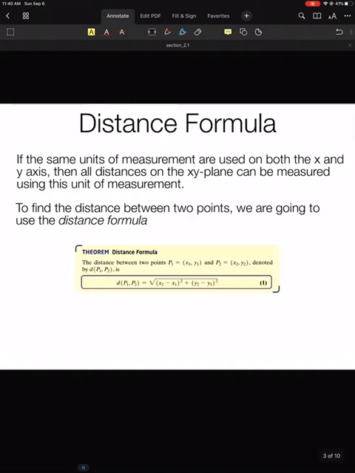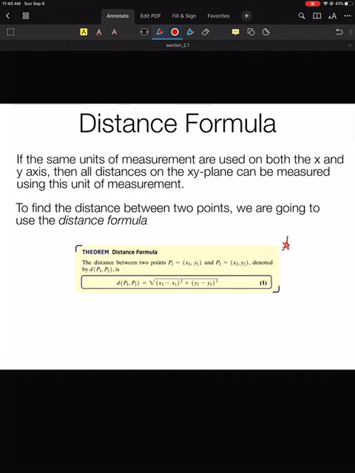So let's look at the distance formula. A definition in the book of the distance formula says that if the same units of measurement are used on both the x and y axis, then all distances on the xy plane can be measured using that unit of measurement. That's not really important for us. What's important is down here in this theorem.